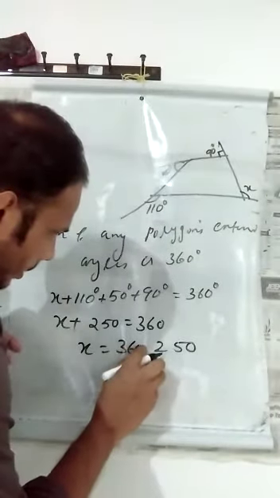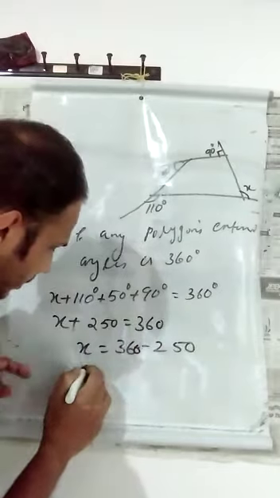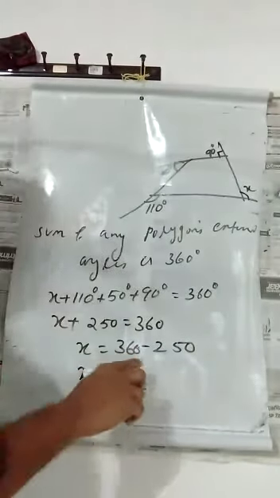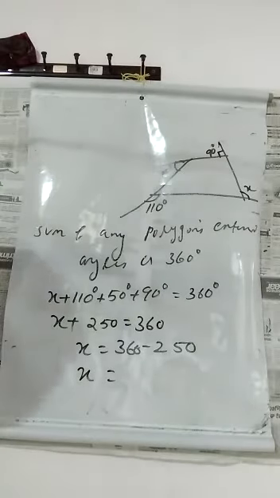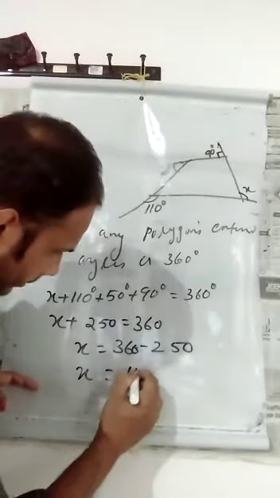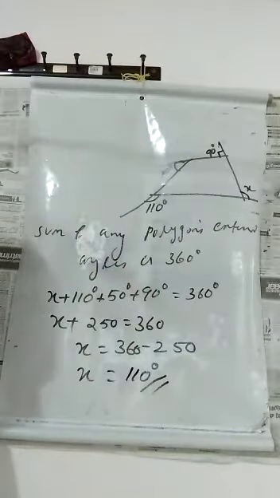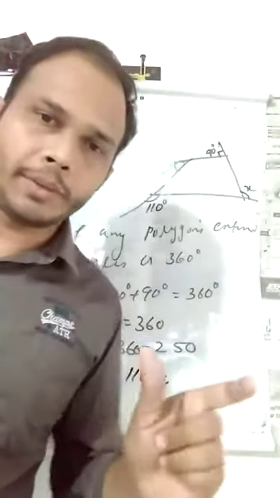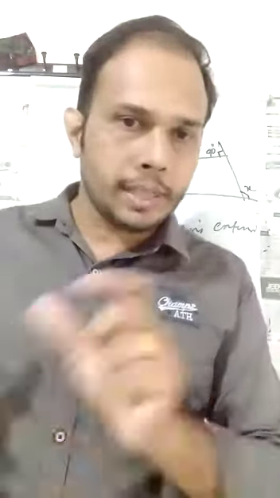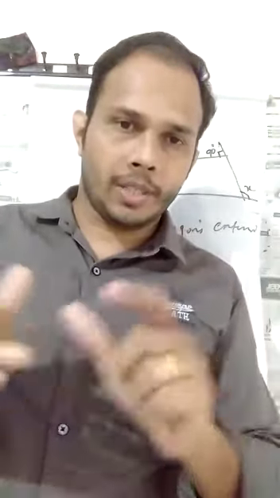What result will you get when subtracting 360 minus 250? 110. So the measure of this exterior angle is 110, because we know that the sum of the exterior angles of any polygon is 360 degrees.